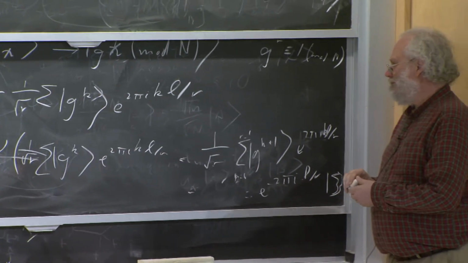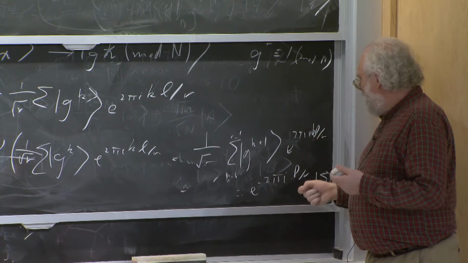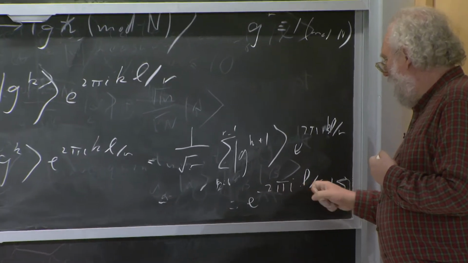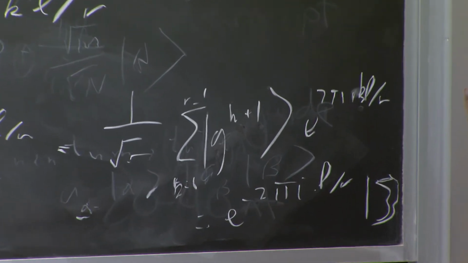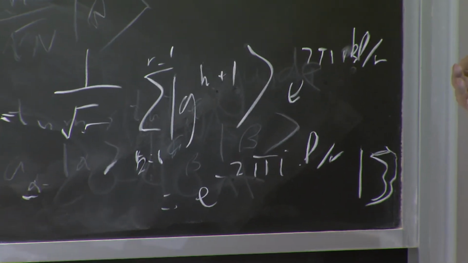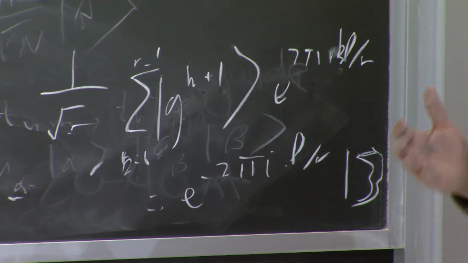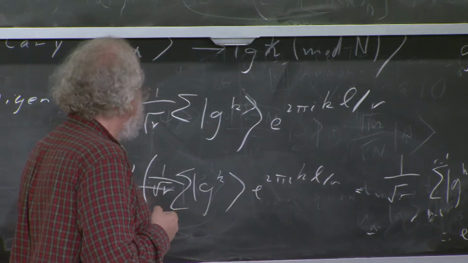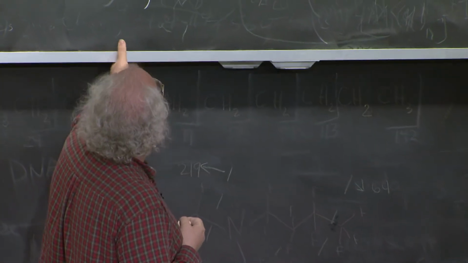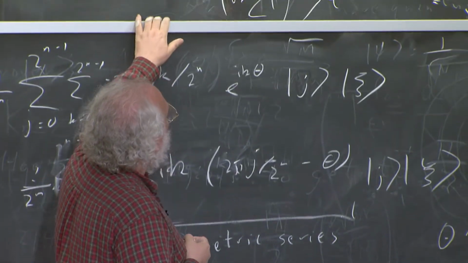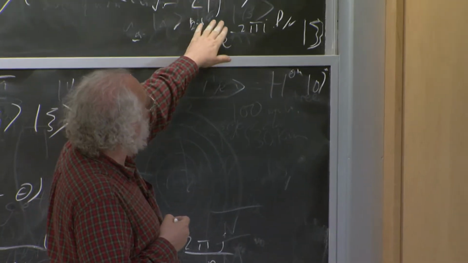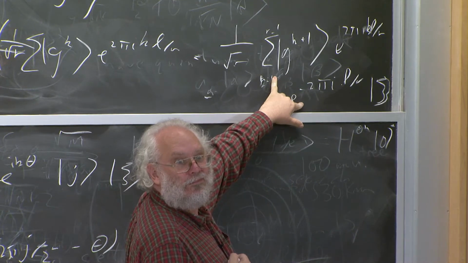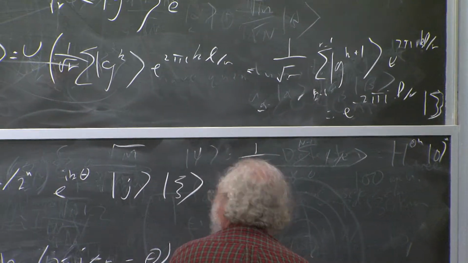So if you can estimate e to the minus 2 pi i L over r, you're done. And we can do that through phase estimation. So the question is, should I go into this step in more detail? Anyone? Yeah. Okay.